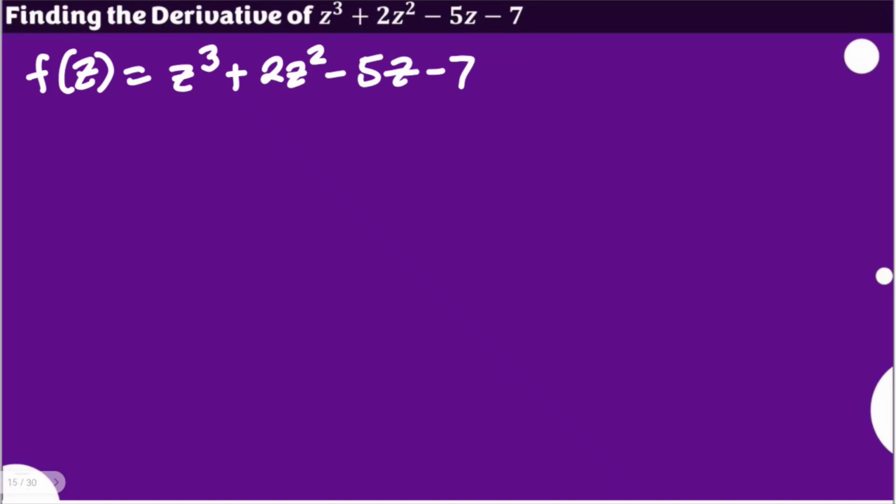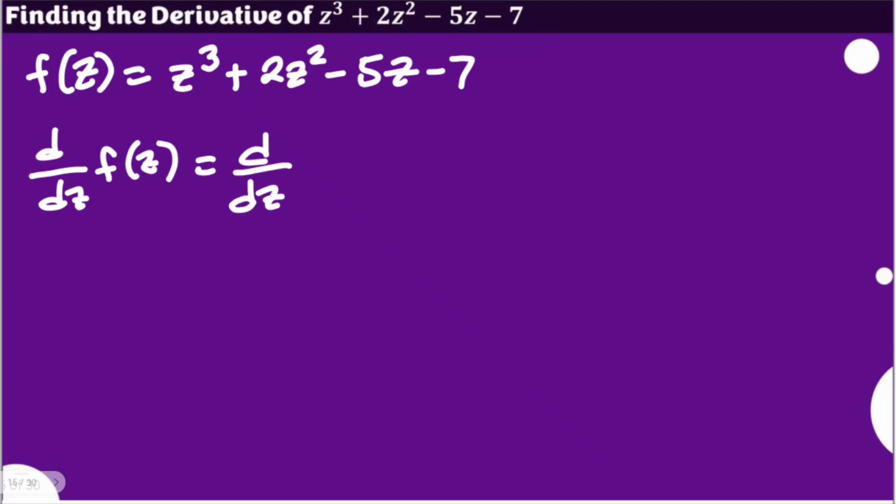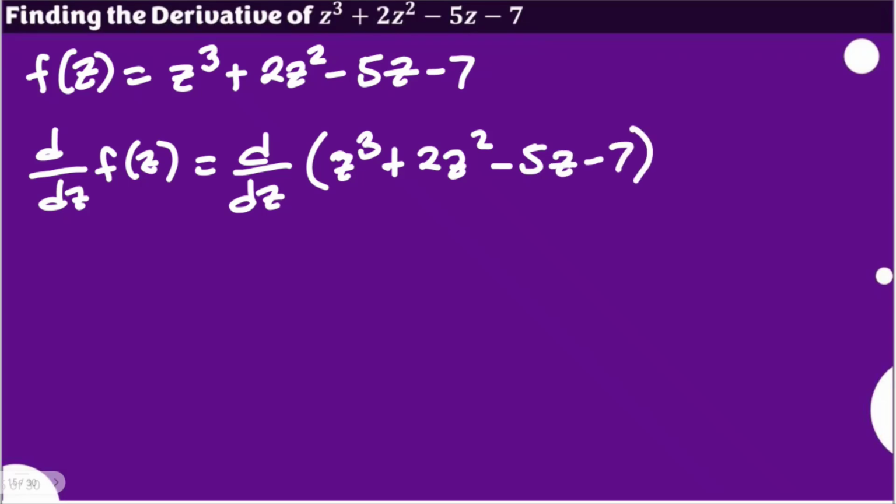If we're going to talk about the derivative of the given function with respect to z, it's basically the derivative of the given entire polynomial function. You have here z cubed plus 2z squared minus 5z minus 7.